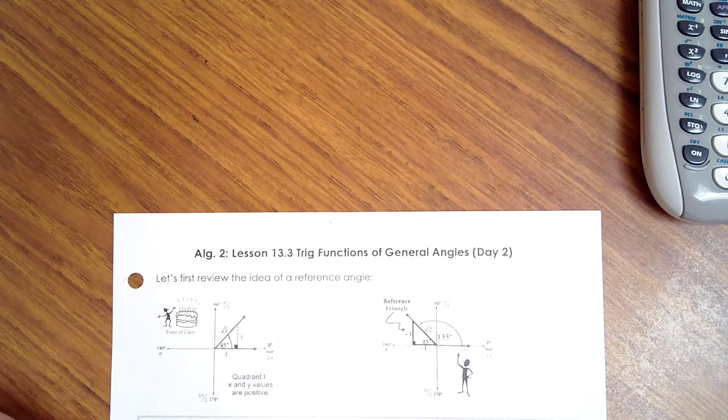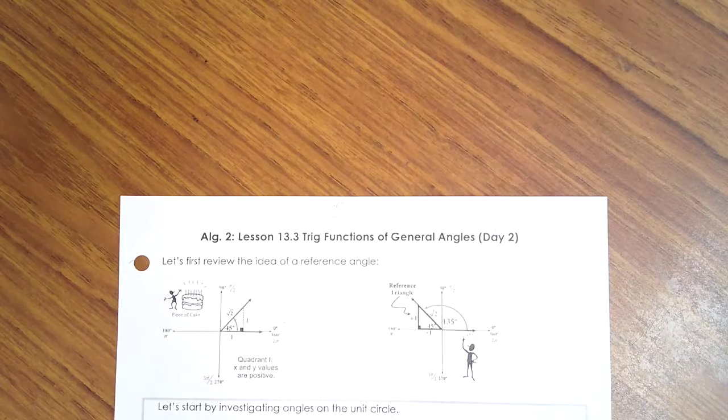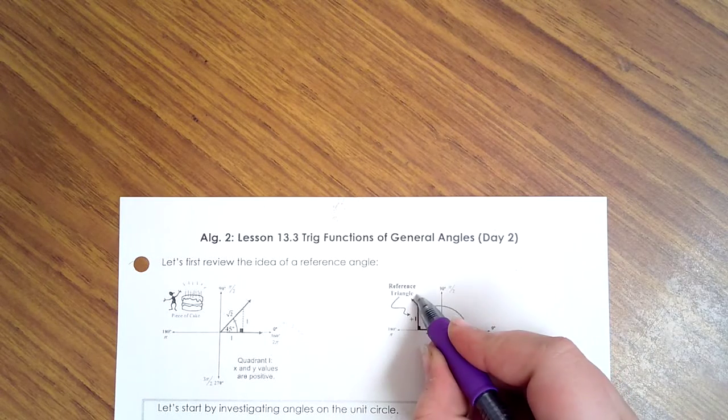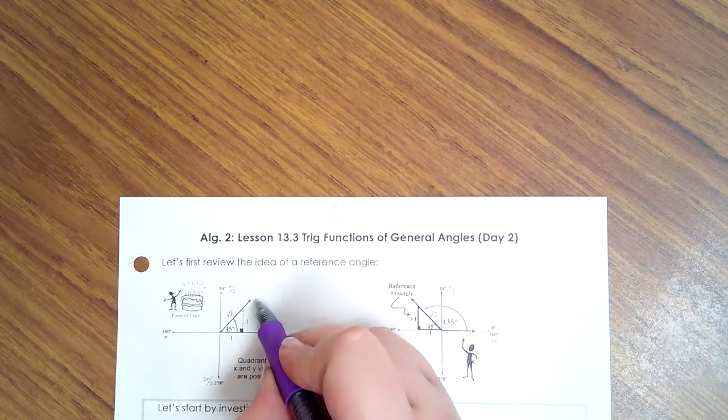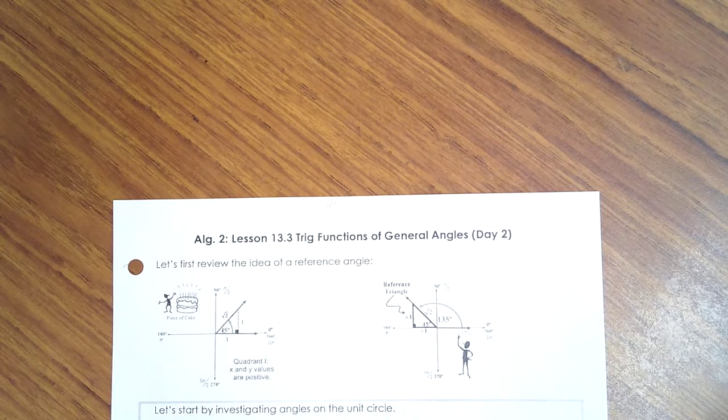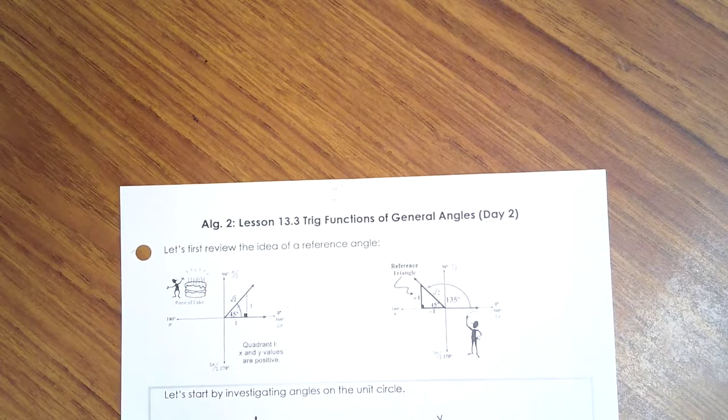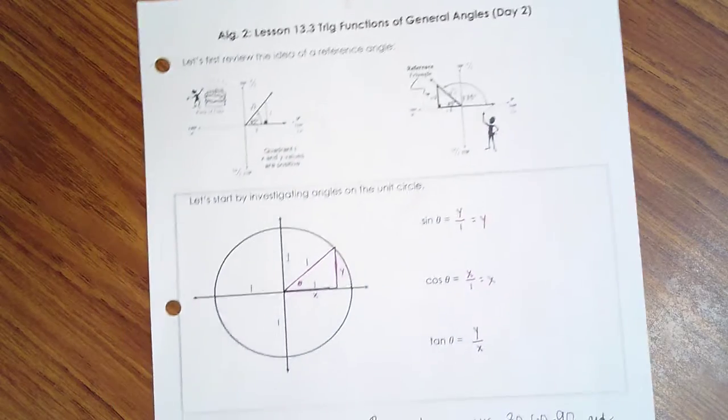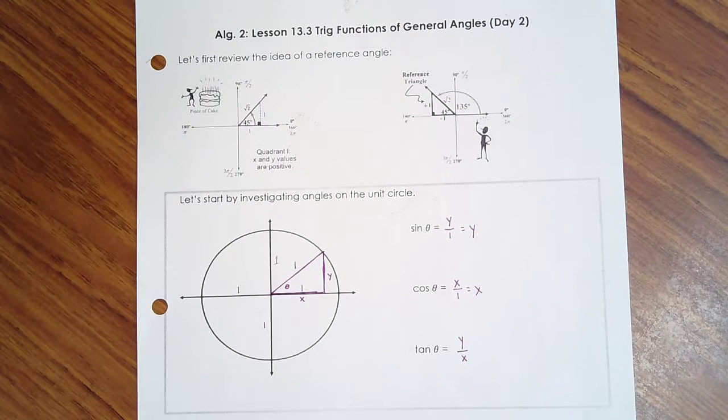13.3, day 2. So just a quick overview of the reference angle. Remember that the reference angle is always the terminal side connected to the nearest x-axis. That's going to come in handy when we start working on Radian Man. So let's start by investigating angles on the unit circle. And I've already got a lot of this written out, so bear with me.